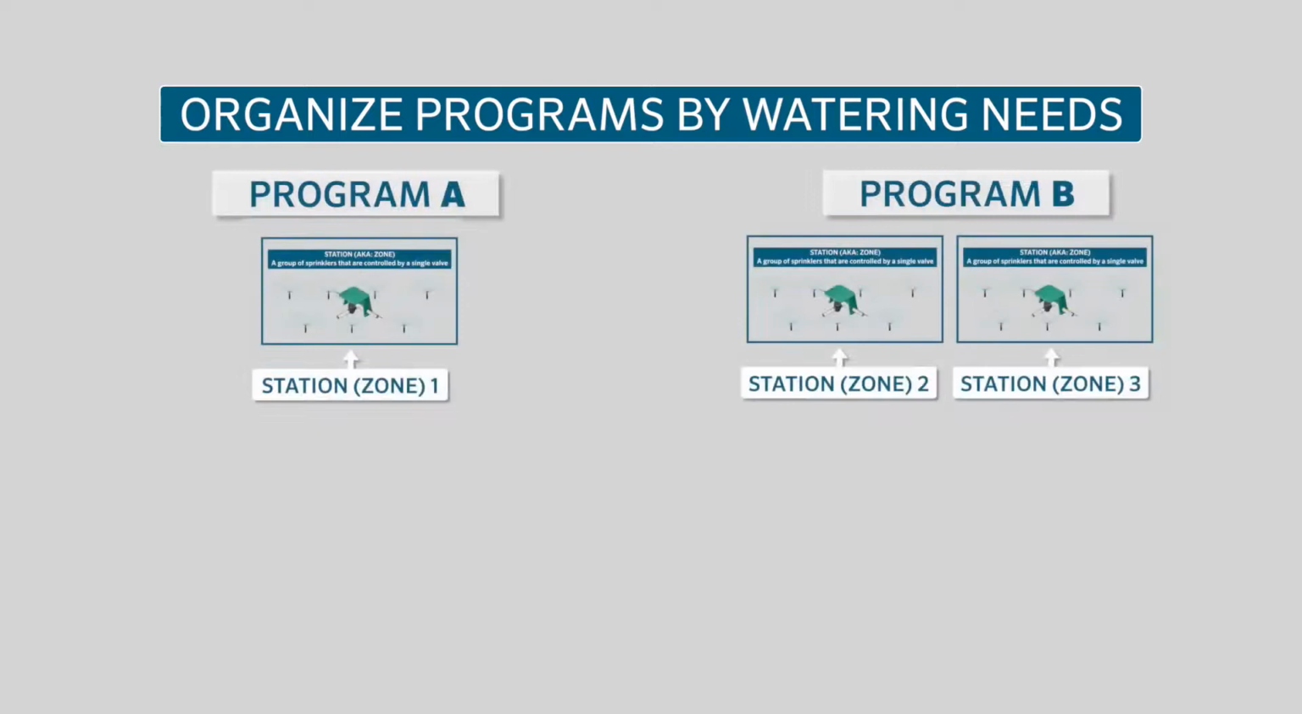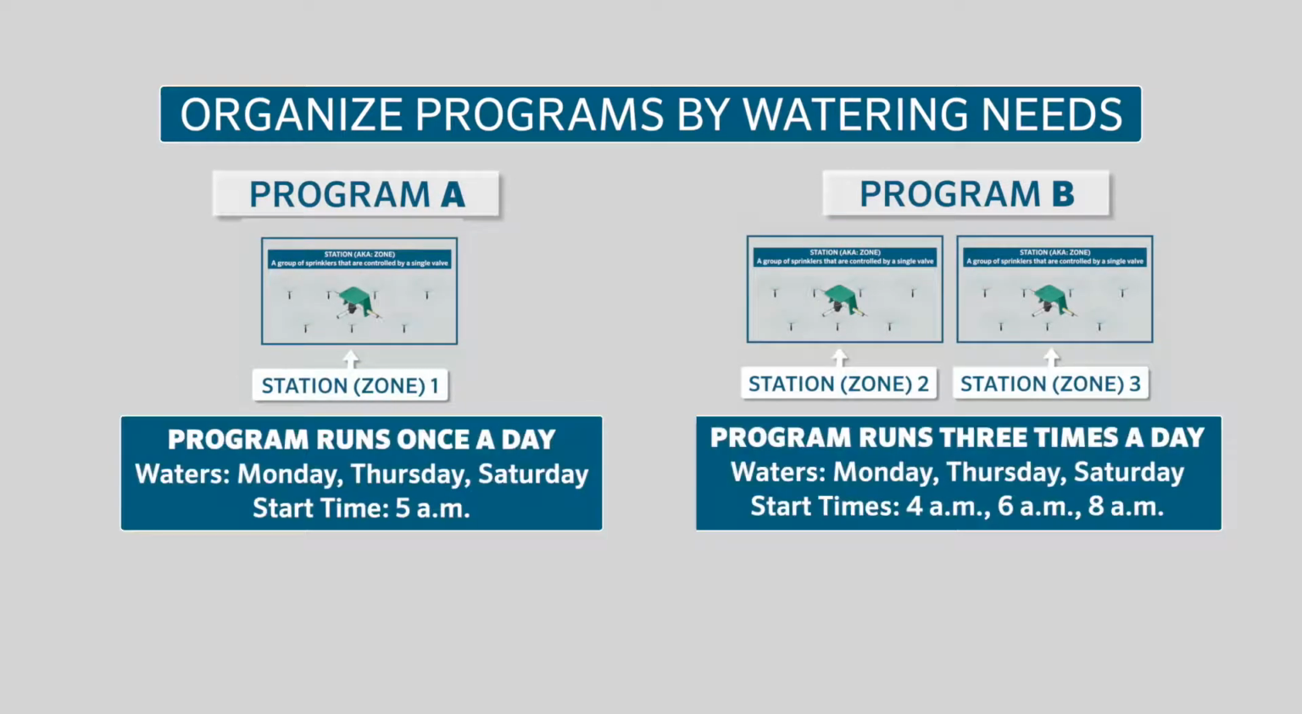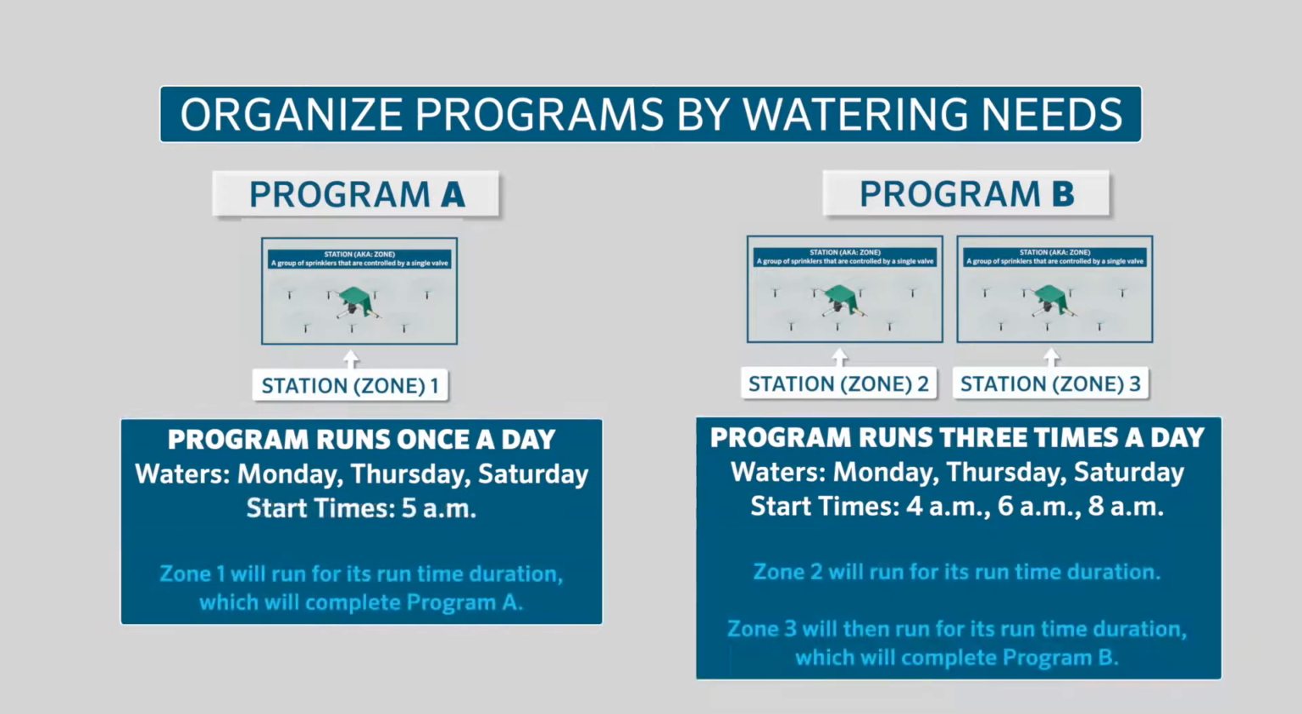Each program can have a different number of start times. The start time is the time when the program will initiate the watering cycle. You can set multiple start times for each program, which will cause the program to run more than once. You can have a program water up to 4 times per watering day. Remember that each start time causes all stations within a program to run a complete cycle in sequential order.